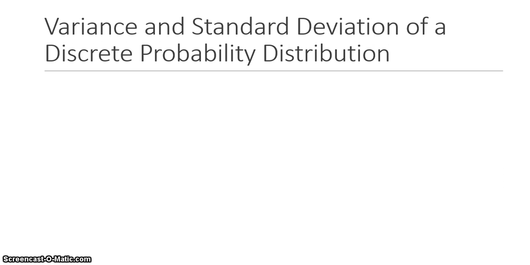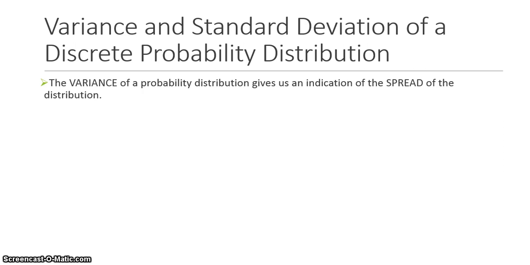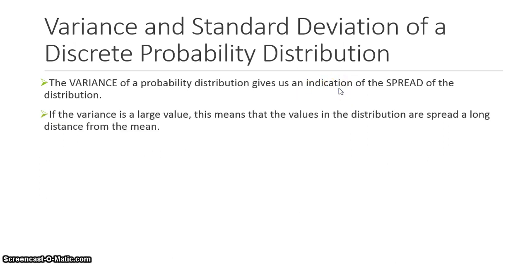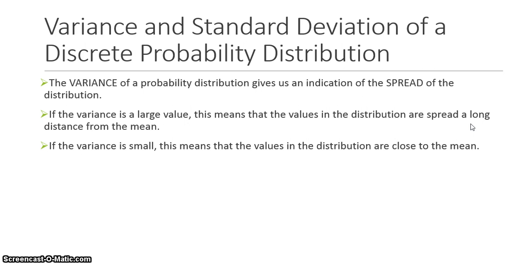First of all, let's look at the variance and standard deviation of a discrete probability distribution. What is the variance? The variance of a probability distribution gives us an indication of the spread of the distribution. If the variance is a large value, this tells us that the values in the distribution are spread a long distance from the mean. In other words, the data values are spread out. If the variance is small, this means that the values in the distribution are close to the mean. So in other words, the data values are close together.